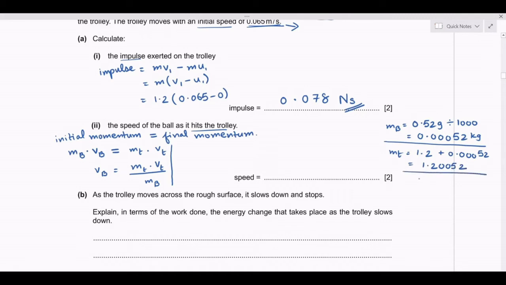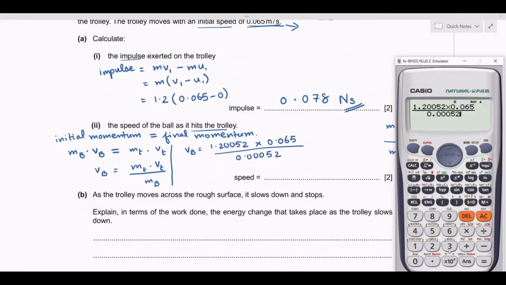And then what else is left? Okay, yeah, velocity of trolley, that we know it is 0.065 meter per second. So we can easily put these values in our formula now. MT is 1.2052 into velocity of trolley is 0.065 over 0.00052. So let's plug these values into the calculator. And our answer is 150.